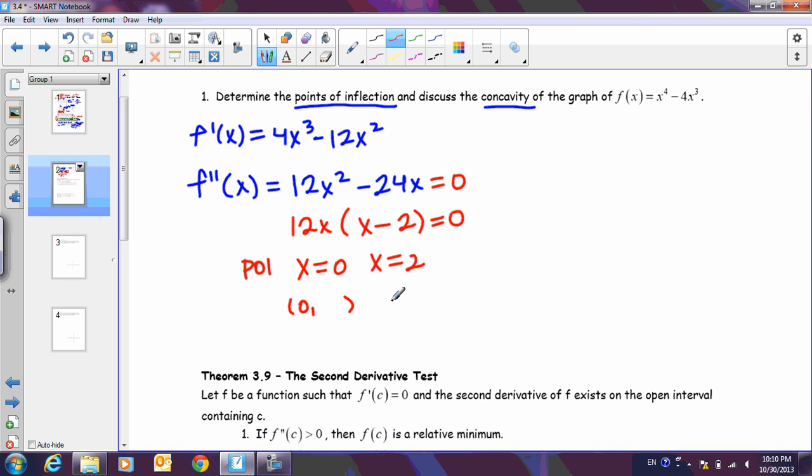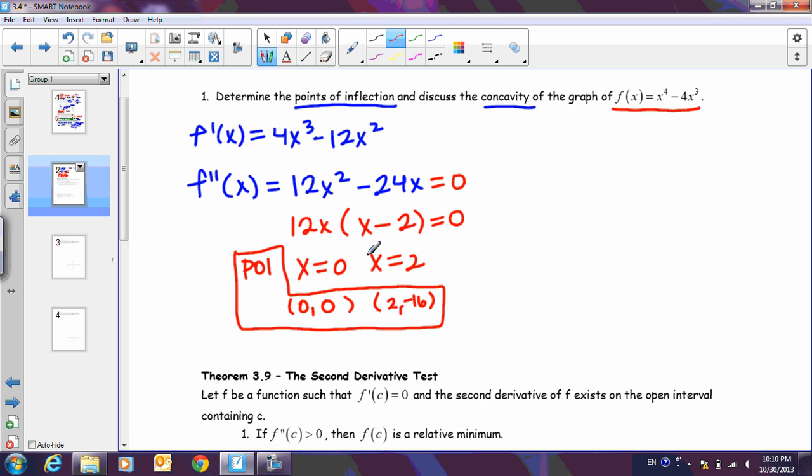I am going to go ahead and write it as coordinates. And in order to find the y, you have to go back to the original. Anytime you're given an x and you need the y, you have to go back to the original. So we plug in, and I'm not going to spend a lot of time on this, but we get negative 16. So these are your points of inflection. If I only asked you where are your points of inflection or what's the x value, you would only list that. But generally, I'm going to want you to write the whole point. So that checks off that.